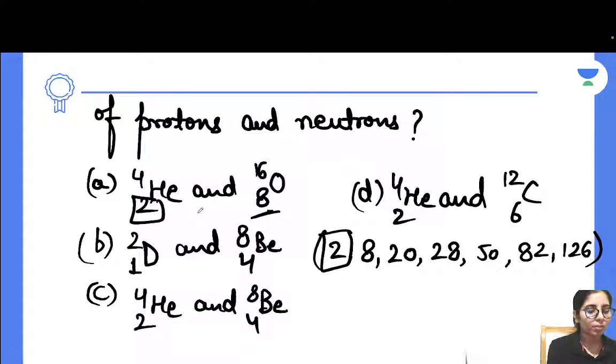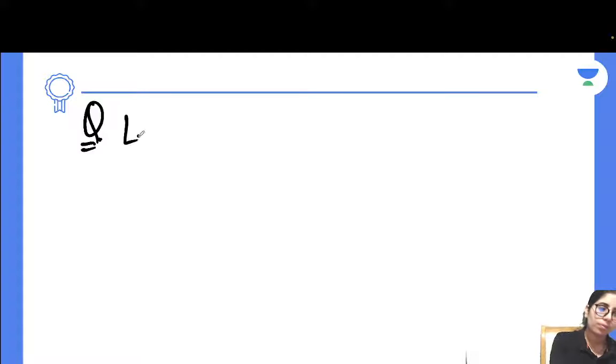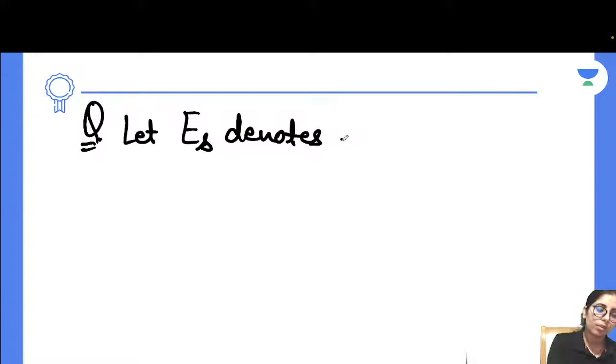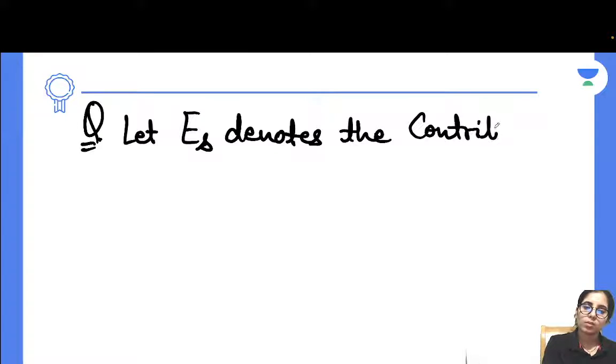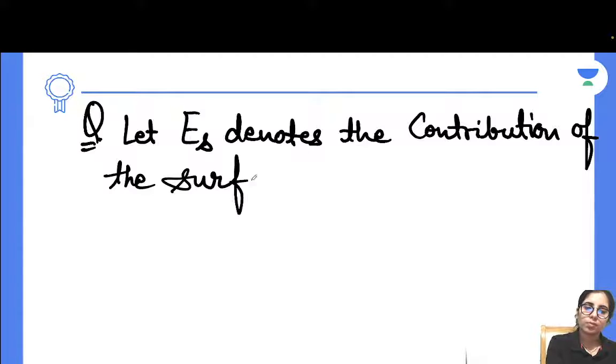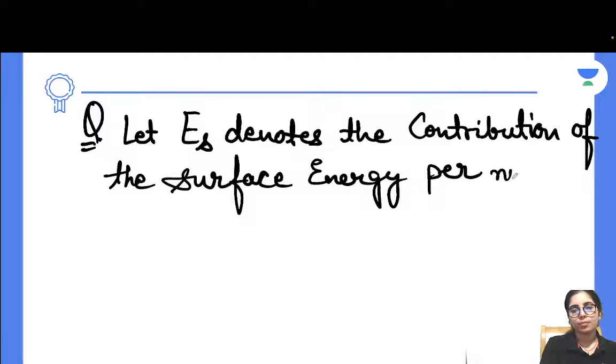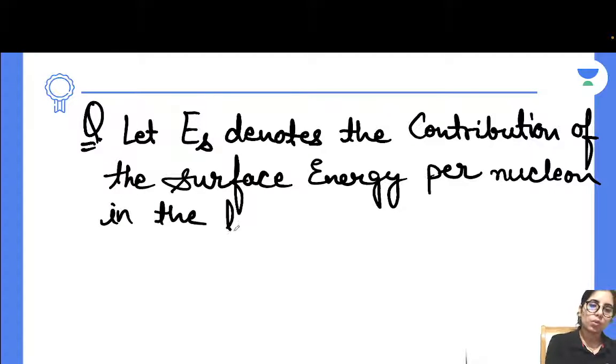Now let's take one more question. Here it is. Let ES denote the contribution of the surface energy per nucleon in the liquid drop model.